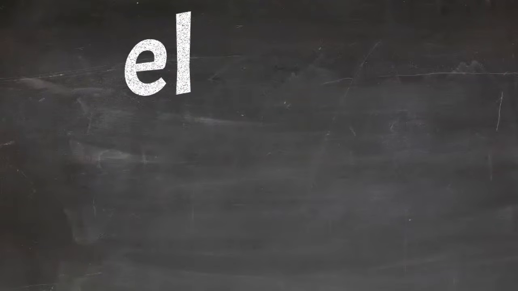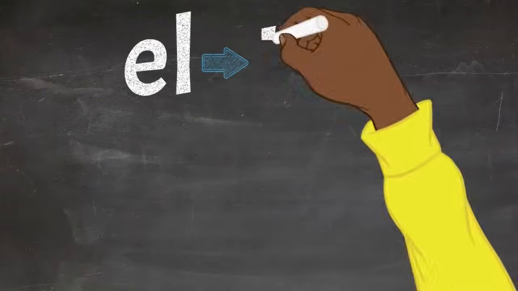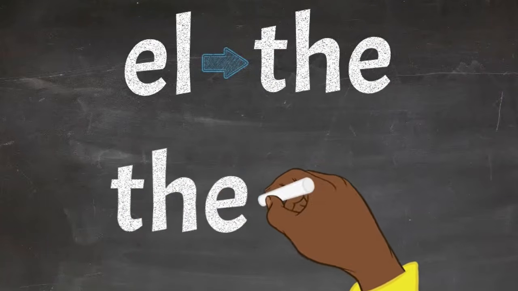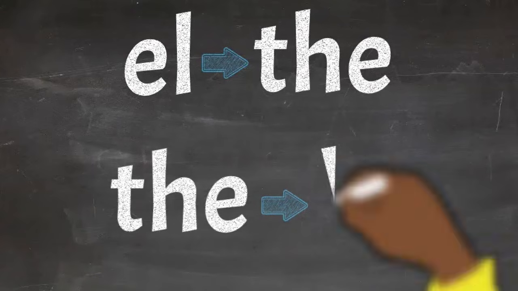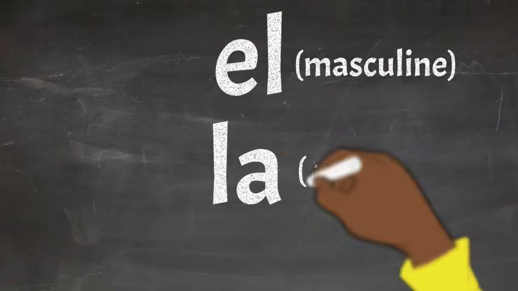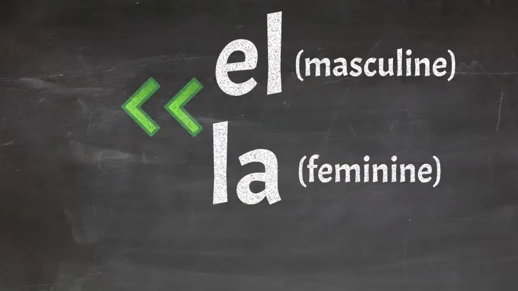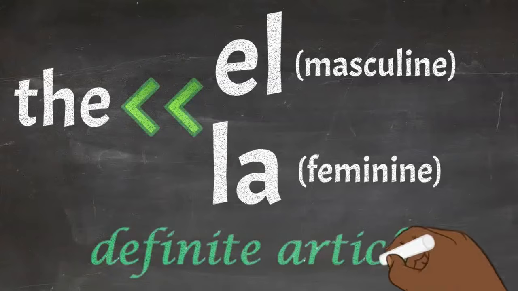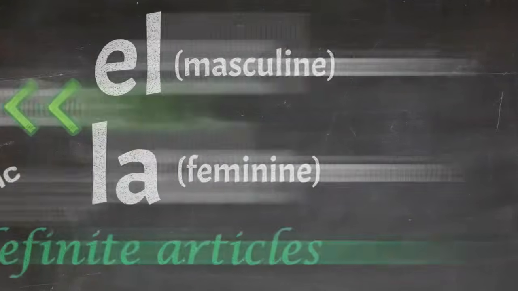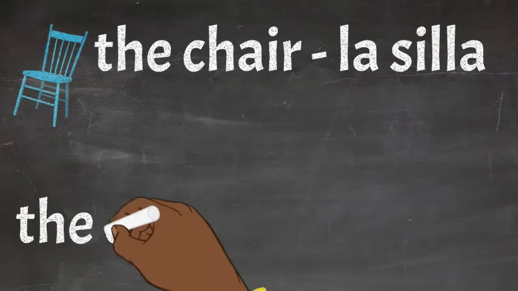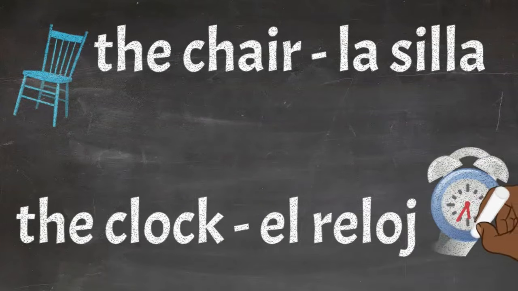Let's look at the article "el" again. El means the, but it's not alone. The has a feminine form also called la. So el is masculine and la is feminine. They both mean the, and they both are definite articles because they point out specific nouns. Like the chair, la silla, and the clock, el reloj.